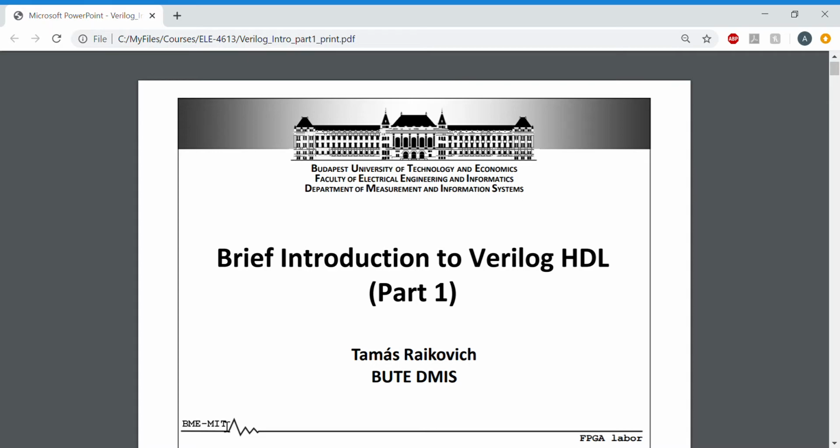I got these slides from the internet. I would like to give credit to Professor Tamas Raikovich from the Department of Measurement and Information Systems, Faculty of Electrical Engineering and Informatics, Budapest University of Technology and Economics. Although there is a BME-MIT, the MIT does not stand for Massachusetts Institute of Technology, but it is for measurements and informatics information systems.